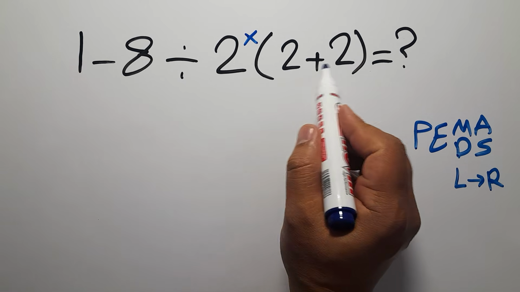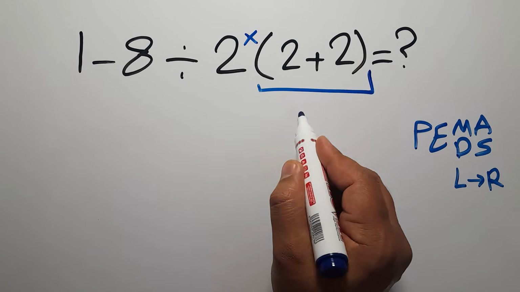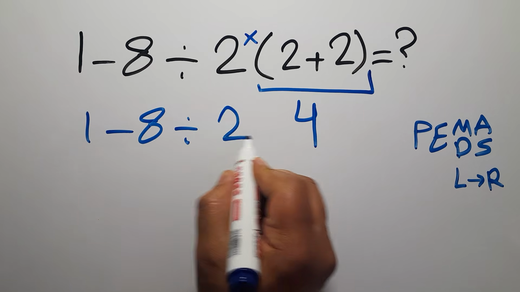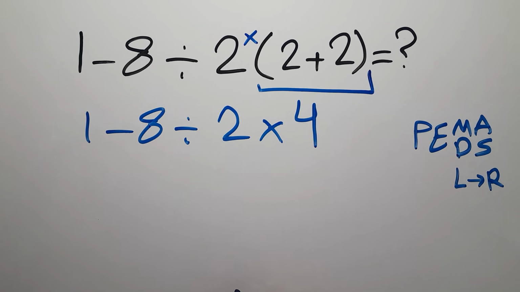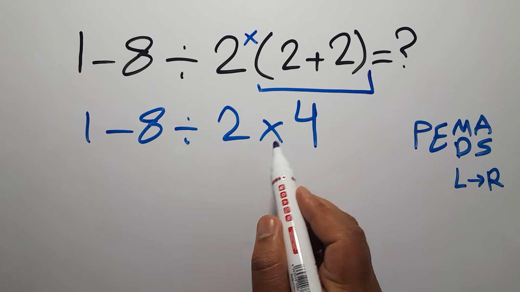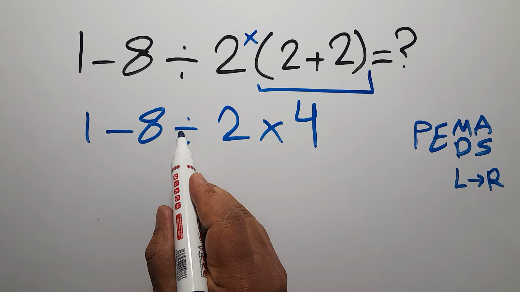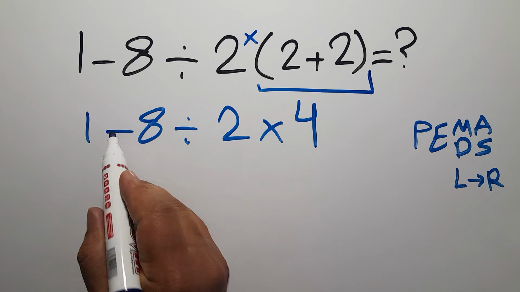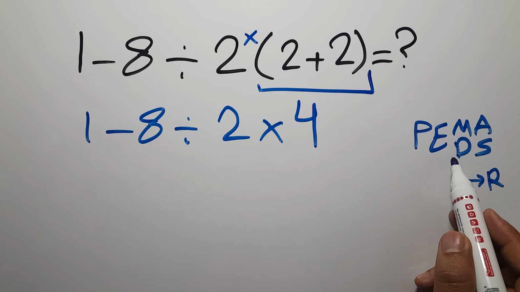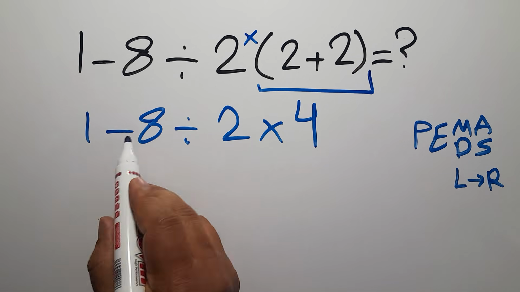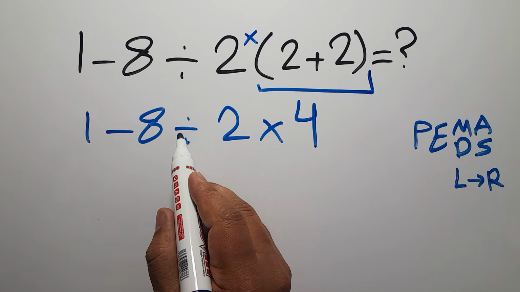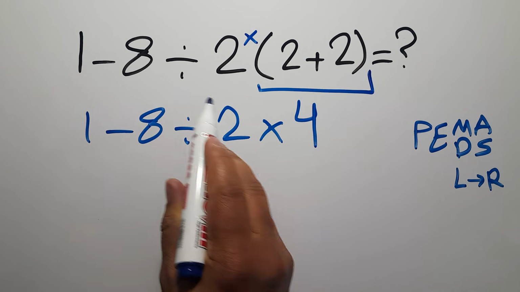So first 2 plus 2, which gives us 4. So 1 minus 8 divided by 2, then times 4. Now we have 1 subtraction, 1 division, and 1 multiplication. Multiplication and division have higher priority than subtraction. In PEMDAS, multiplication and division come before subtraction. Also, multiplication and division have equal priority and we have to work from left to right.